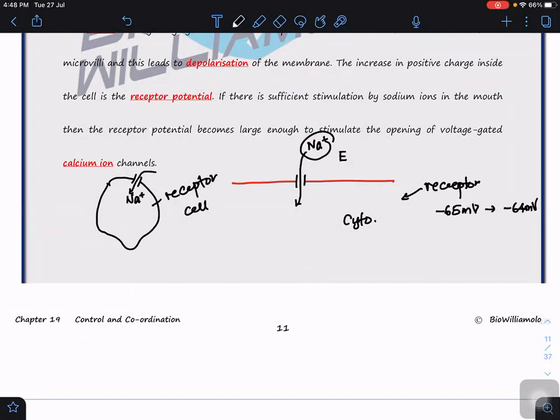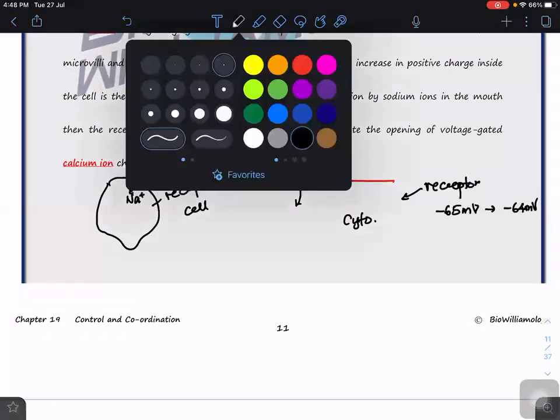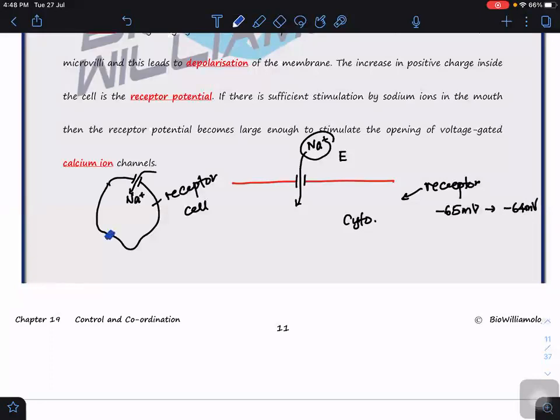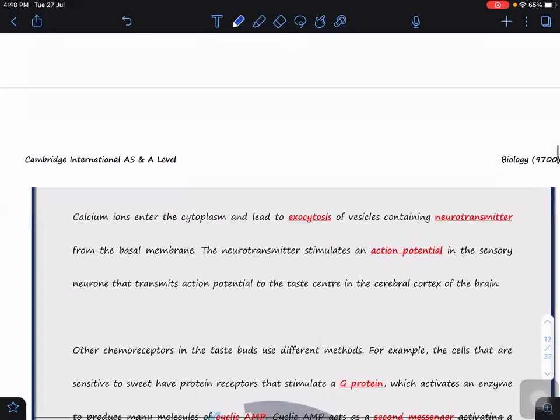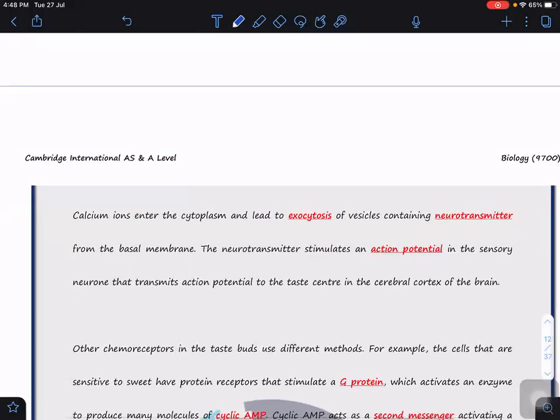When sodium ions enter, it triggers the action potential, correct or not, if large enough. So it will cause the special channel protein known as the voltage-gated calcium ion channel to open, right, because of the change in voltage. It allows the calcium ions to enter. When calcium ions enter, it will carry out a series of events until the neurotransmitter is secreted.